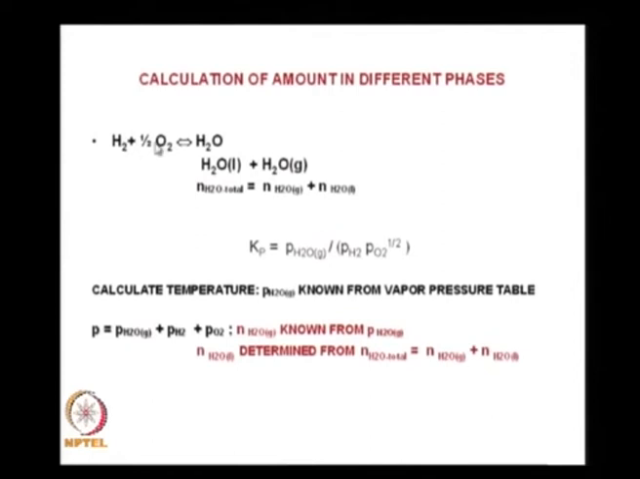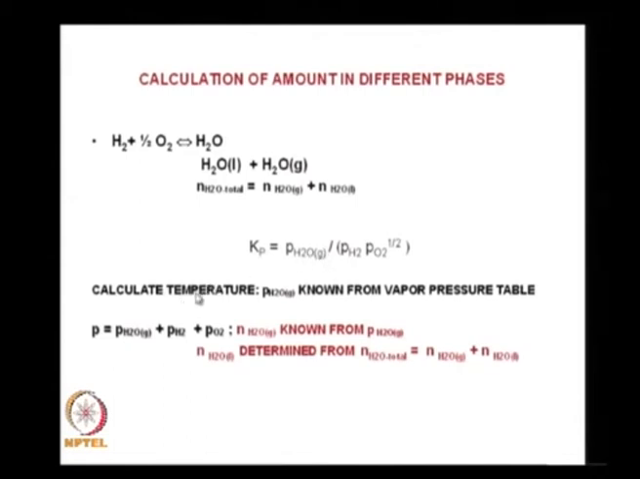I take the reaction H2 plus half O2 is equal to H2O. Therefore, I get the total number of moles of water should be the total number of moles in the gas phase plus the total number of moles in the liquid phase. For this reaction I can write Kp is equal to PH2O(g) divided by PH2 times the square root of PO2, if it were all gaseous. It need not always be fully gaseous. But how do I find out the percentage of water?